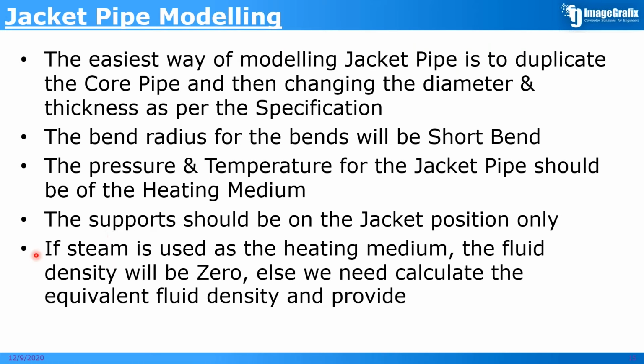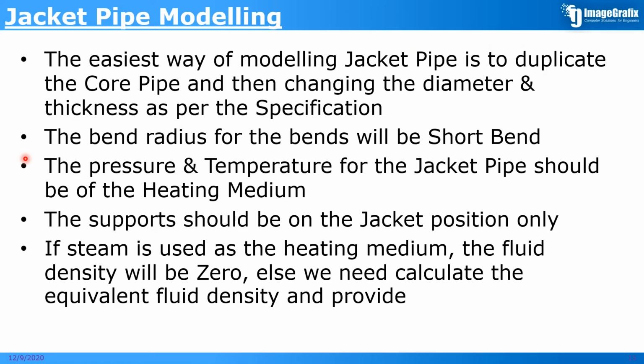Okay, and in most of the conditions, the bend radius for your jacket pipe would be your short bend radius only. Now comes the pressure and temperature of your jacket pipe. What should be the pressure and temperature of my jacket pipe? By default, the pressure and temperature of your jacket pipe would be equivalent to your heating medium. Whatever heating medium is going to flow, that would be your pressure and temperature by default. And most of the supports of the segment would be provided on the jacket pipe portion only.